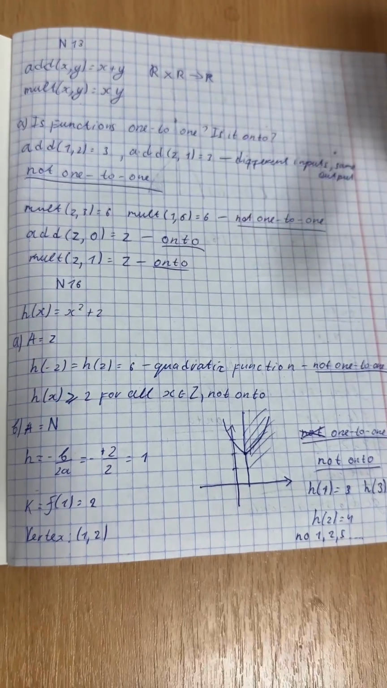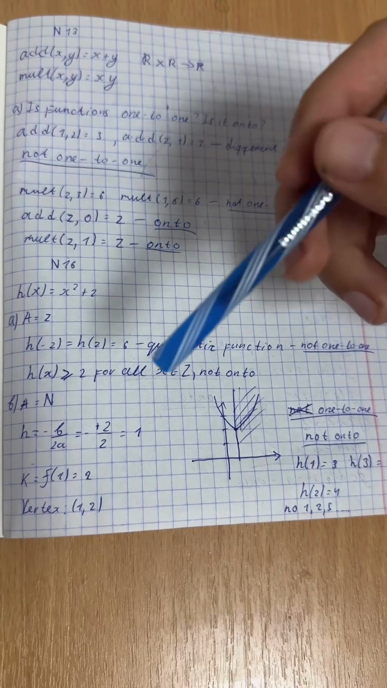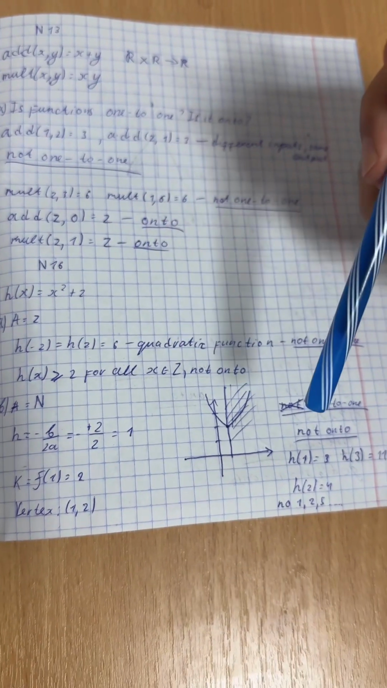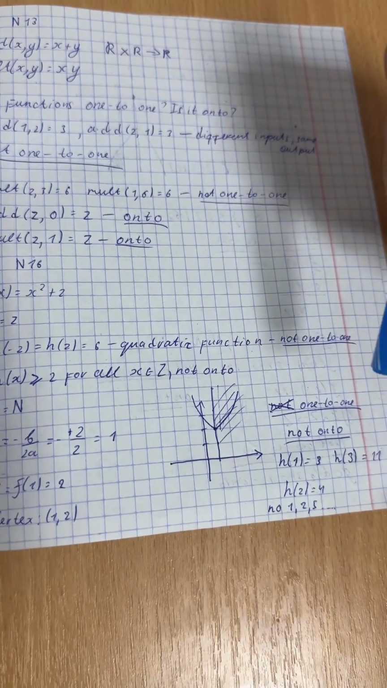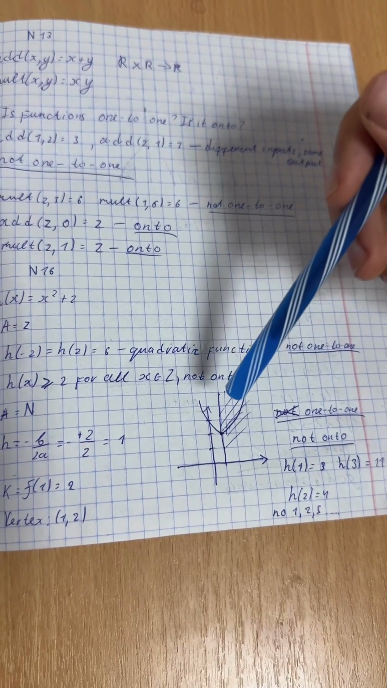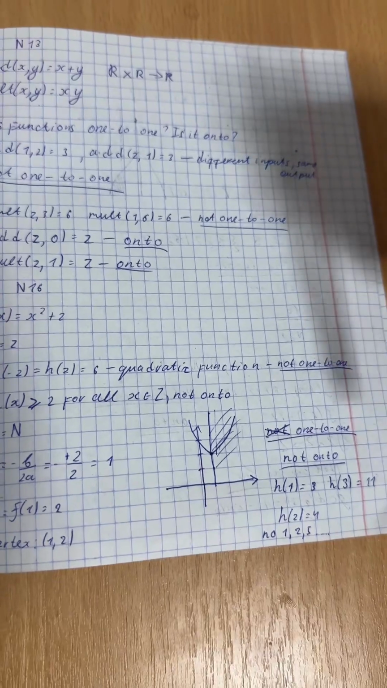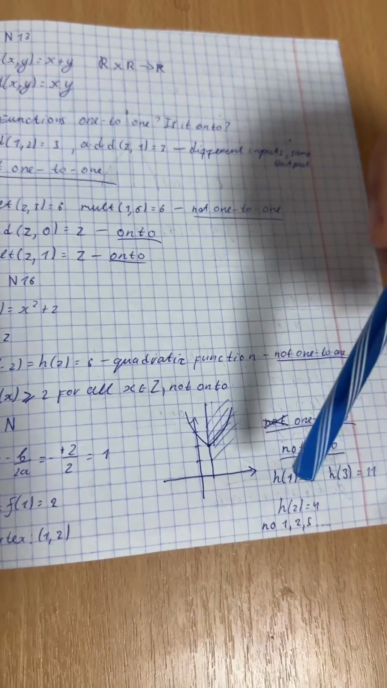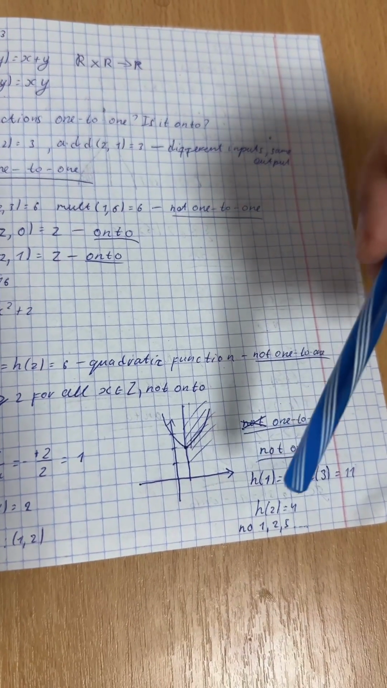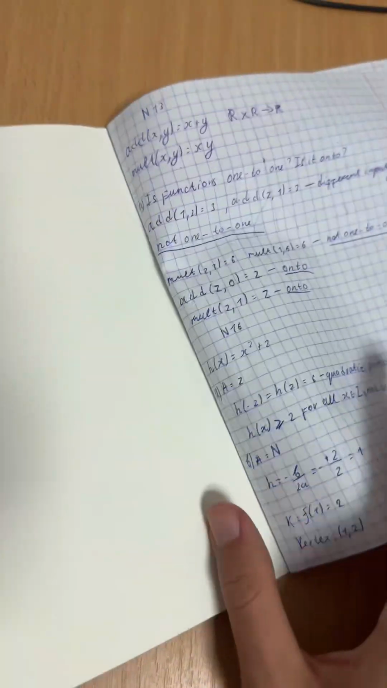And for natural numbers, here we can find a vertex by this formula, and as we can see it is one-to-one because we take only one part of the parabola. And it's not onto because here we can input 1, 2 and 3, and we don't get 1, 2 and 5 as outputs.